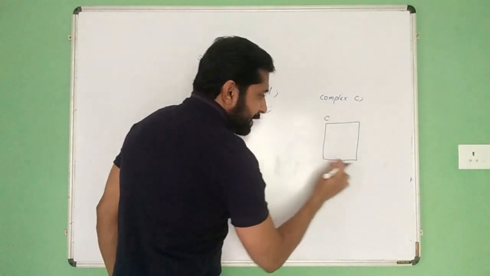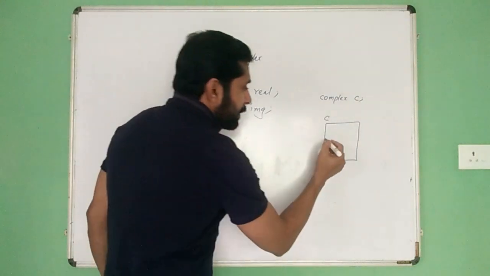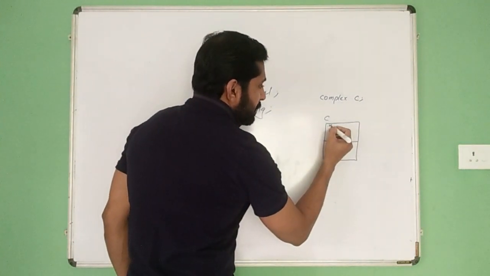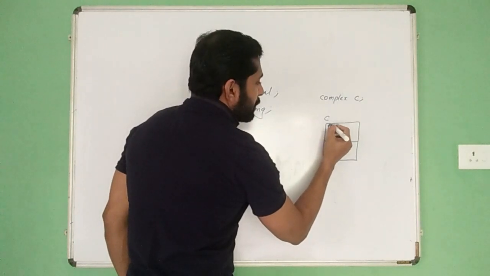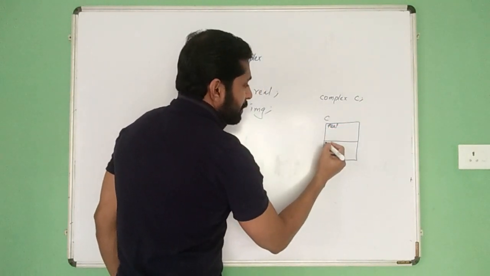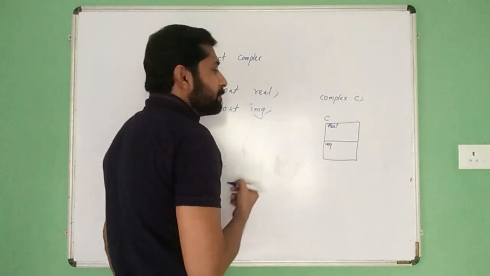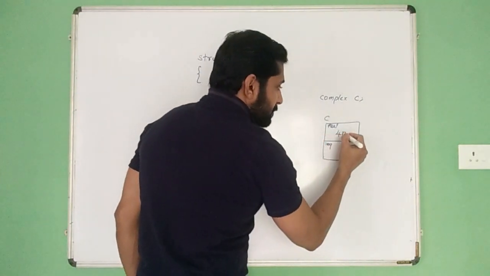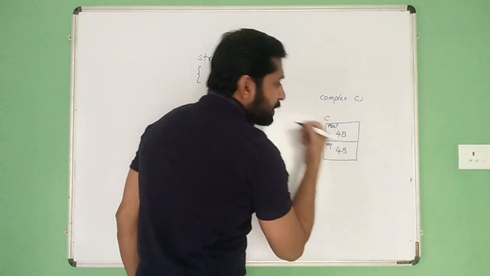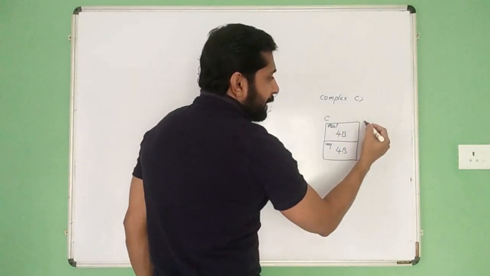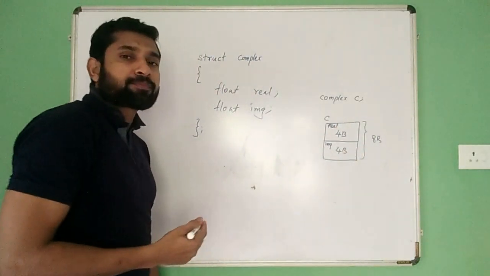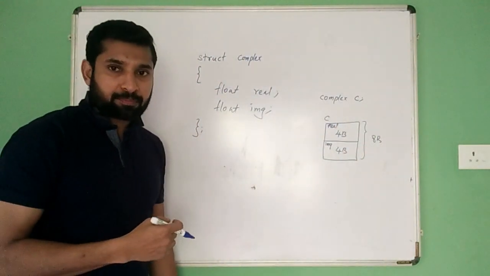C, this entire area is known as C. It has two parts. The first part is real and the second part is img. Both are float. So this uses 4 bytes. Again, this also uses 4 bytes. So the total memory requirement for this C is 8 bytes. So these are the basic concepts.